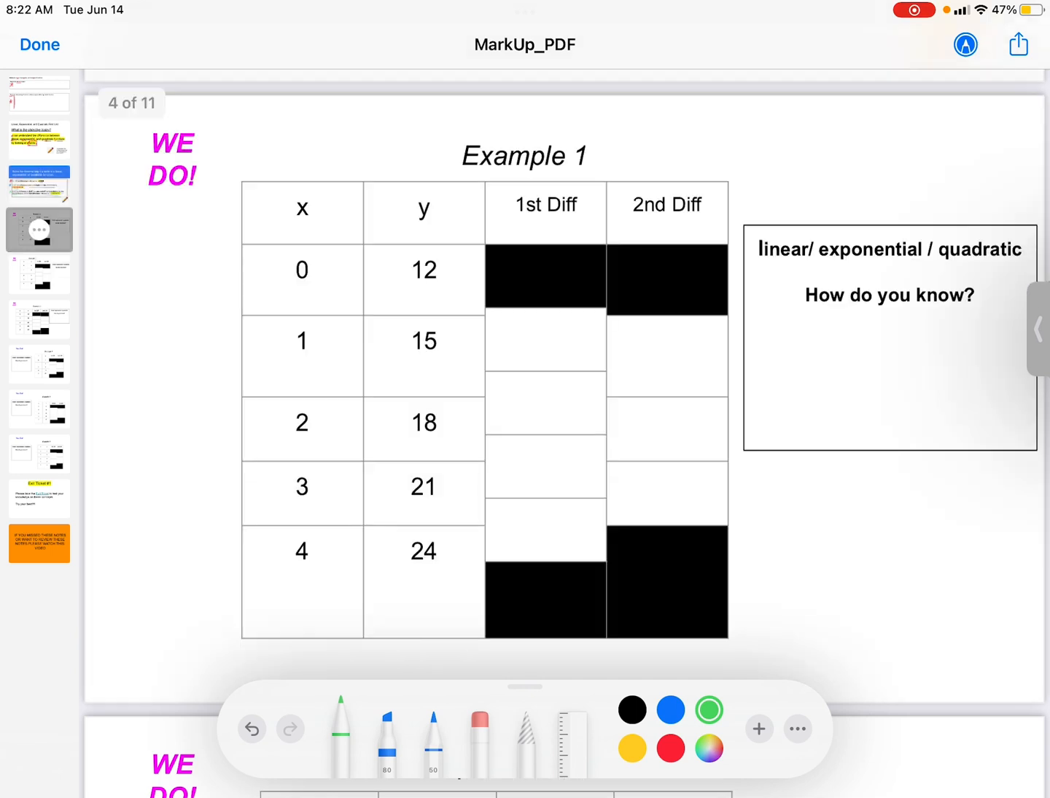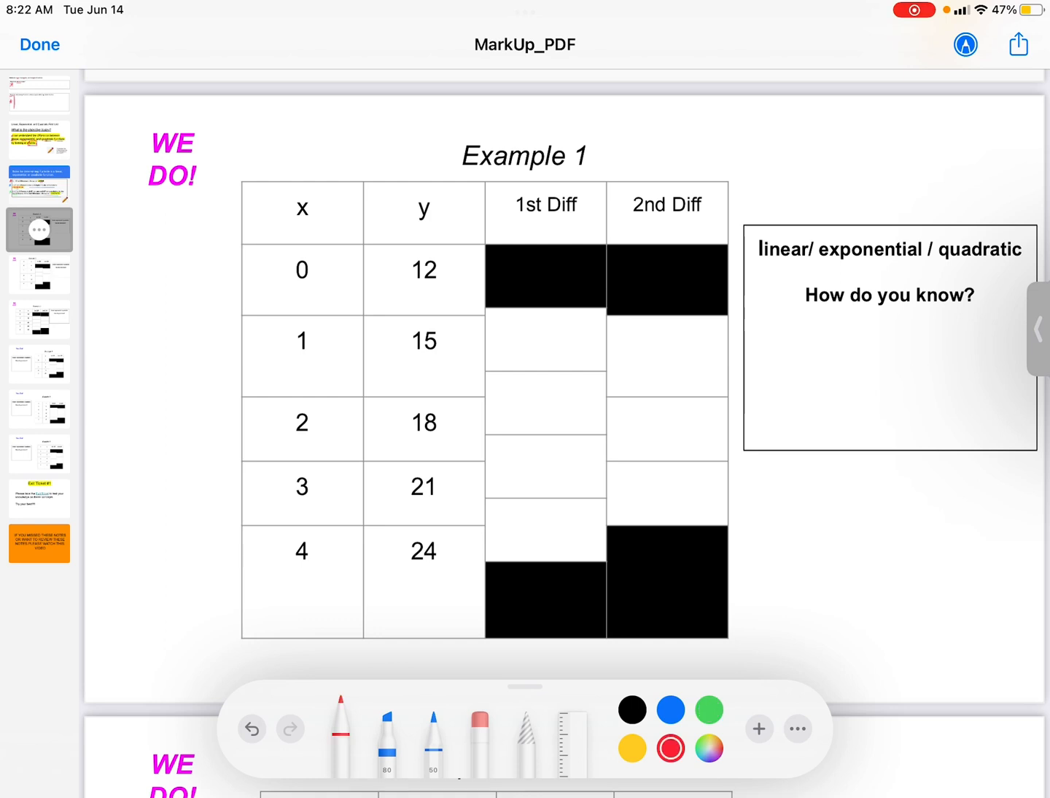So our first example looks like this, and here's what a table looks like. Hopefully you've seen a table before, but I'm going to ask the question, is this table linear, exponential, quadratic? Just by looking at it right now, I have no idea. I don't even know what it is. So I'm going to show you how to work through this table, and then you'll be able to use our rules to figure out what it is.